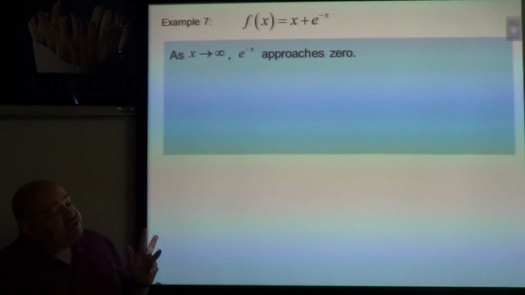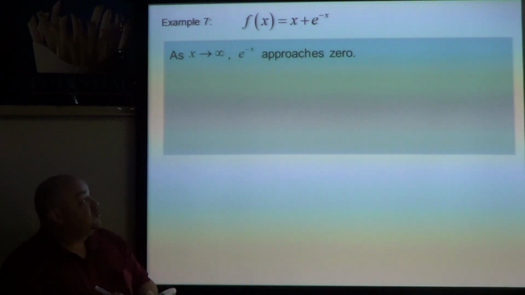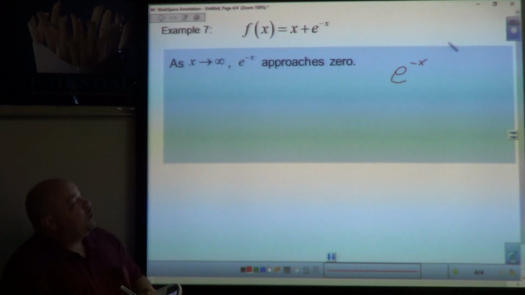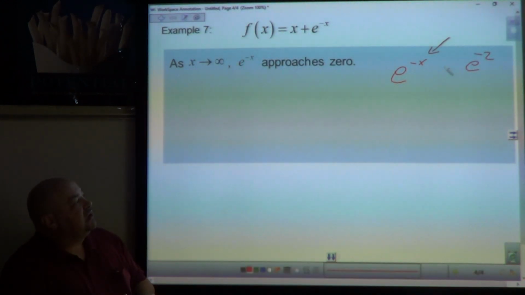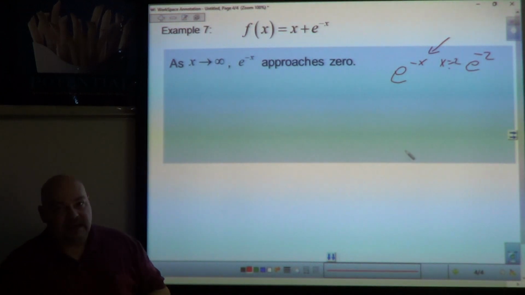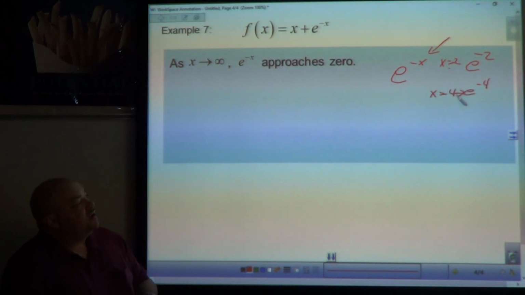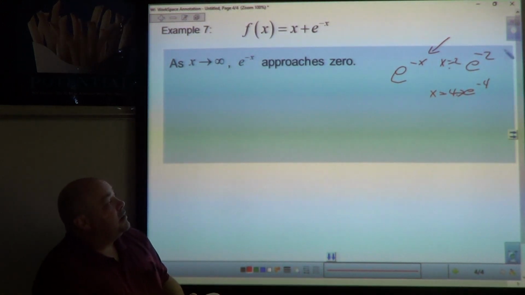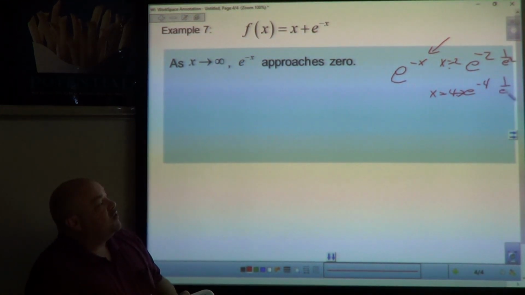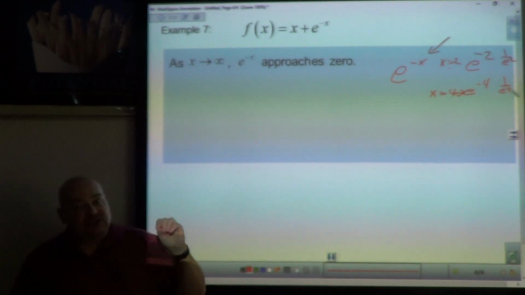All right, as x approaches infinity, e to the negative x is going to approach 0. The reason why is, remember, if we're putting in positive values here, if x equals 2, we get e to the negative 2. If x equals 4, we get e to the negative 4. And what does that mean? Remember the negative means you flip it to the bottom. So we get 1 over e squared, 1 over e to the 4th. Hopefully you can see that as x gets larger, that fraction is going to get small really fast.